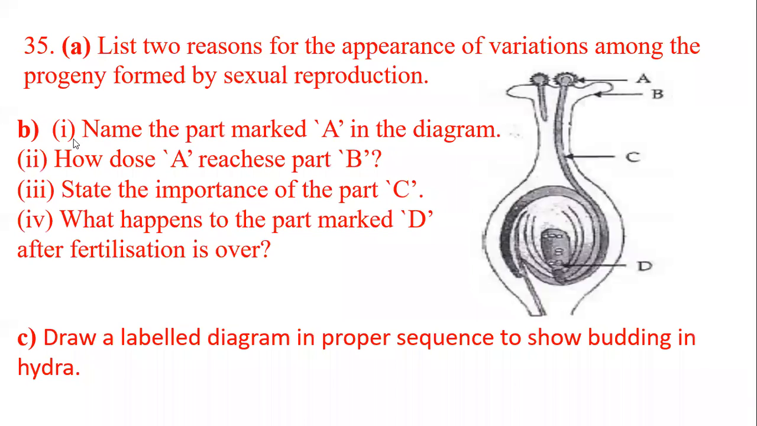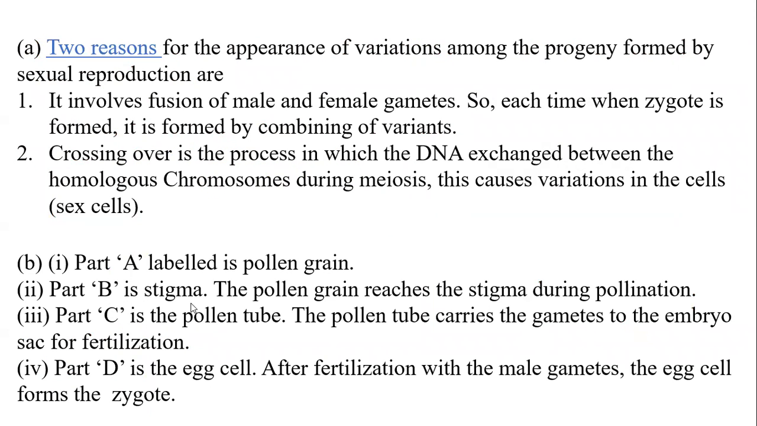Now see the next, B. Under B, four divisions are there. Before this, look at the diagram properly. Name the part marked A in the diagram. What is this? Pollen grain, right? Yes, that is a pollen grain. Next, under B, 2: how does A reach part B? What is part B first of all? Part B is a stigma. The pollen grain reaches the stigma during pollination, either self-pollination or cross-pollination.